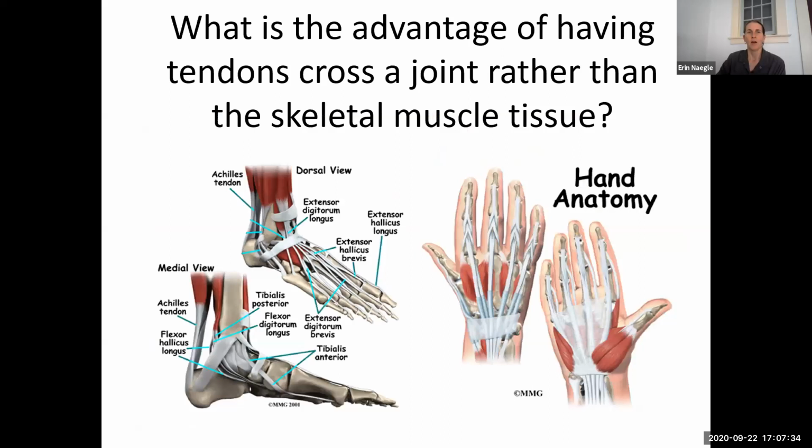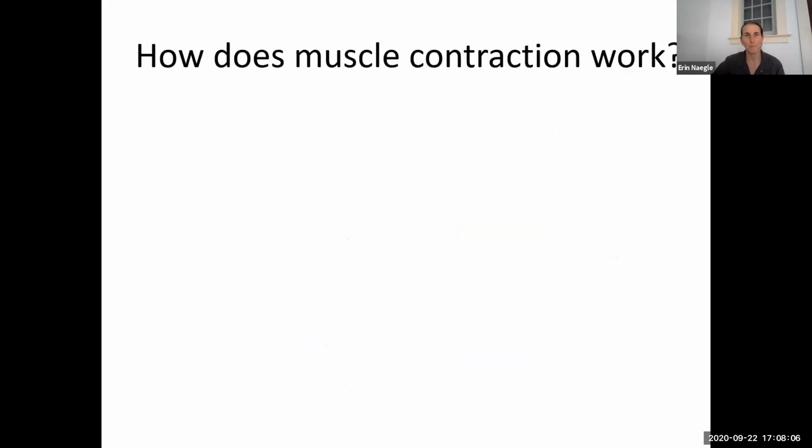So, question. This should be in blue for Zoom. What's the advantage of having all these tendons cross your wrist or the tendons crossing your ankle, as opposed to having the full-on muscle coming through and then attaching directly to the bones that they're moving? Got some good ideas. I look forward to hearing them.